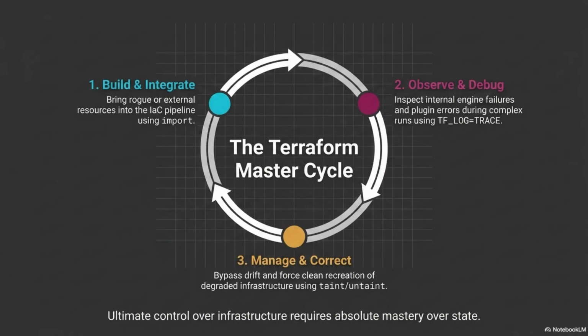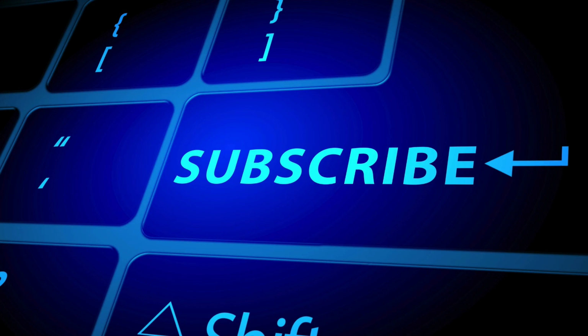Step 3. Manage and correct. When configuration drift occurs or resources degrade, you reach for taint and untaint. You bypass drift and force clean, controlled recreation of exactly the resources that need it, without disrupting the rest of your stack. And then the cycle repeats. Import, observe, manage, import, observe, manage. This is what it means to have ultimate control over infrastructure. It requires absolute mastery over state, not just knowing what Terraform is, but knowing how to intervene, diagnose, and correct at every stage of the lifecycle. That's the Terraform Master Cycle. That's the professional level. And that's a wrap on advanced Terraform state.